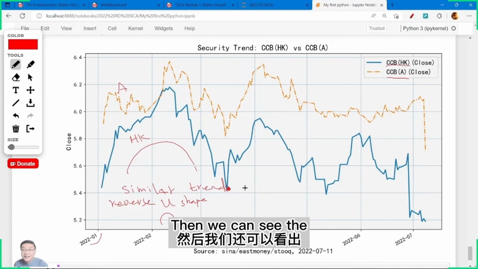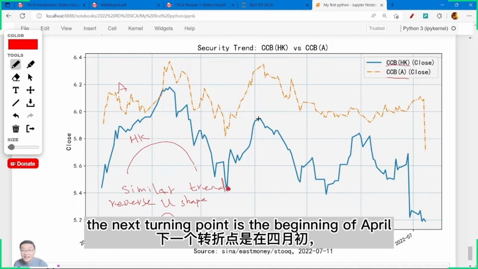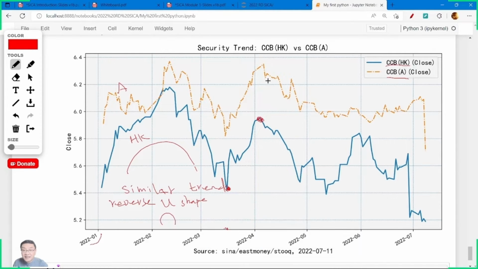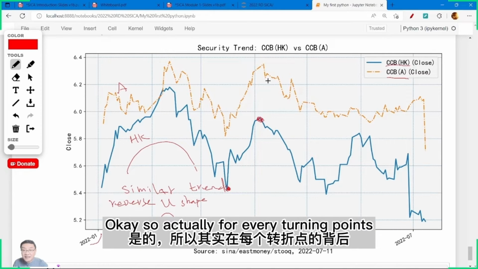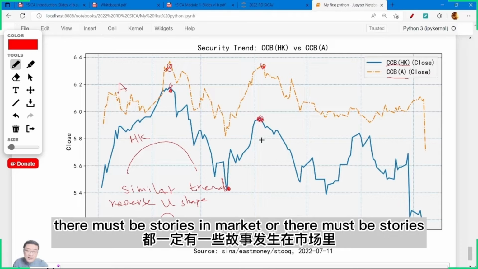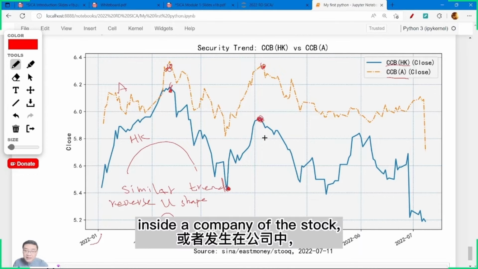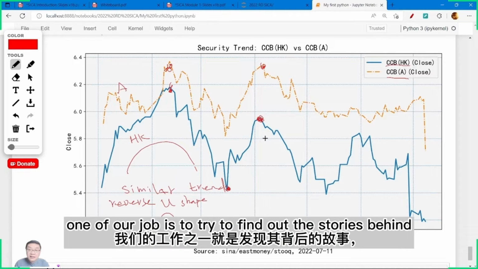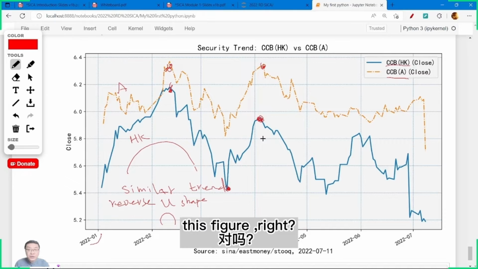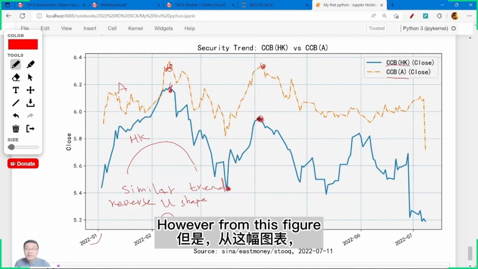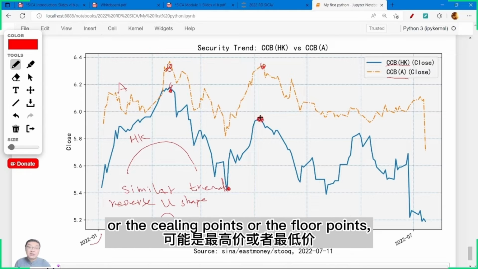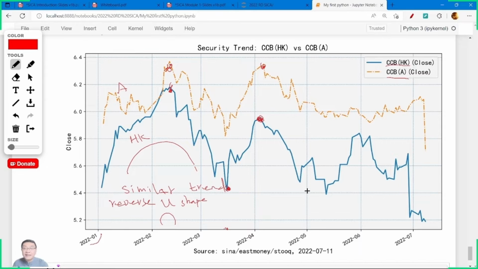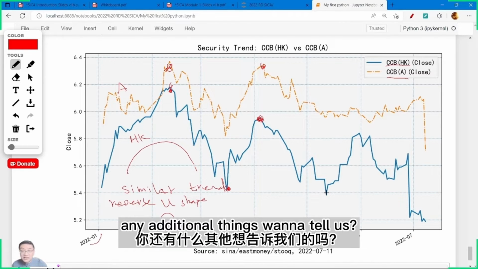Then we can see the next turning point is the beginning of April, for both. For every turning point, there must be stories in the market, or stories inside the company of the stock. As a security analyst, one of our jobs is to try to find out the stories behind this figure. From this figure, we can find something strange, like the ceiling points or the floor points. Then we need to find out more about the story behind it.